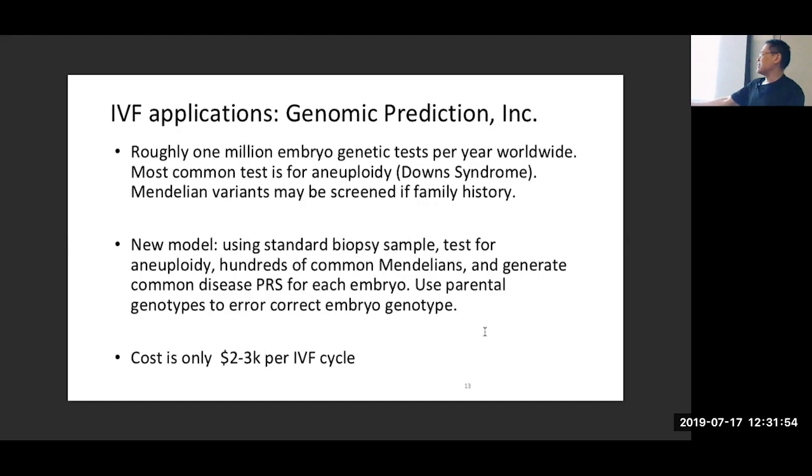And the cost is currently, I think the actual pricing is something like $1,000 case fee and $400 per embryo. And we currently have about, I think, 15 IVF clinics in about 5 or 6 countries sending us samples. So this is actually something that's real.